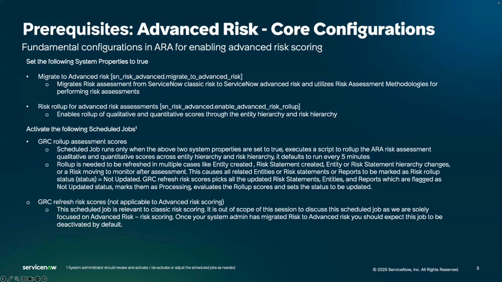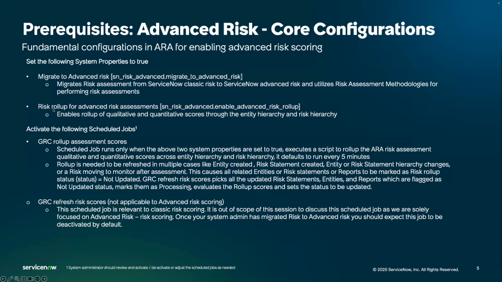Now, let's cover the technical prerequisites. The core configurations that must be in place before risk scoring will function properly in your environment. Two system properties, and two scheduled jobs that you must be aware of before doing a deep dive into risk scoring. System properties. Migrate to advanced risk. Set to true to move from classic risk to advanced risk. This enables RAMs for assessments and scoring. Without it, you won't have access to these capabilities.